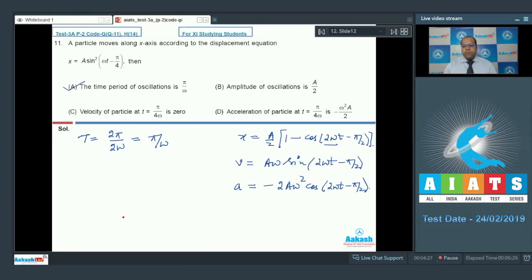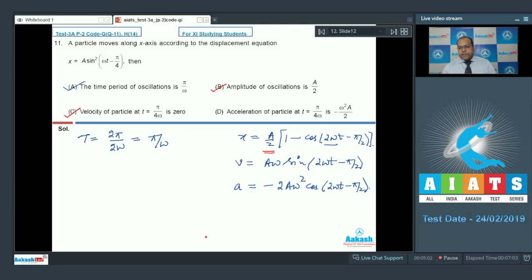In option B, the amplitude of oscillation is a by 2. Its amplitude is a by 2 because the coefficient of the cos function is a by 2. So option B is also correct. In option C, the velocity of the particle at t equal to pi by 4 omega is 0. At t equal to pi by 4 omega, the phase is equal to pi by 2. So pi by 2 minus pi by 2 is 0. So the velocity becomes 0. So option C is also correct.